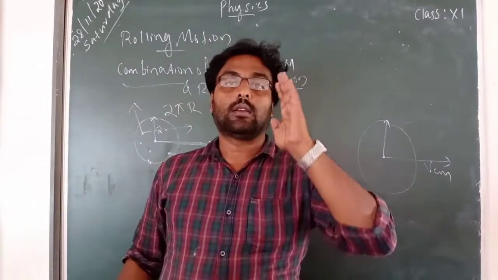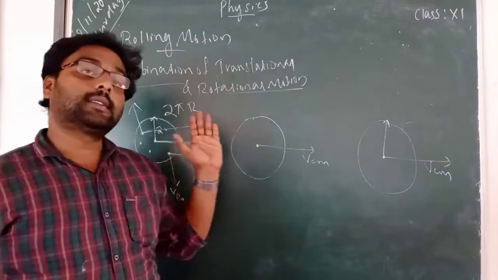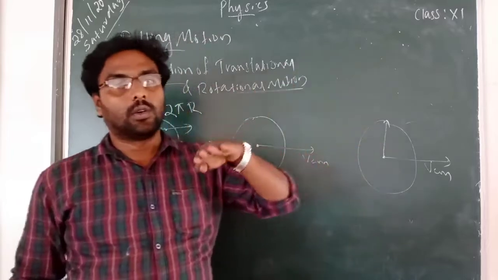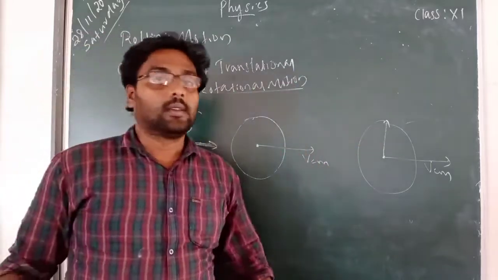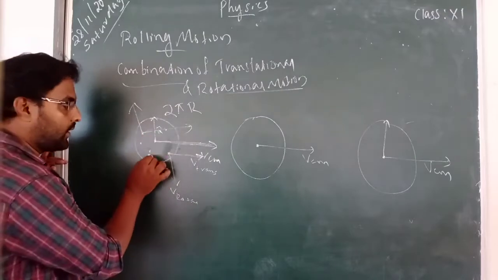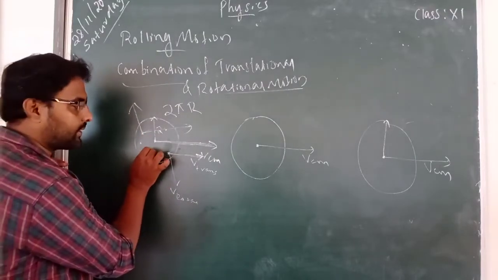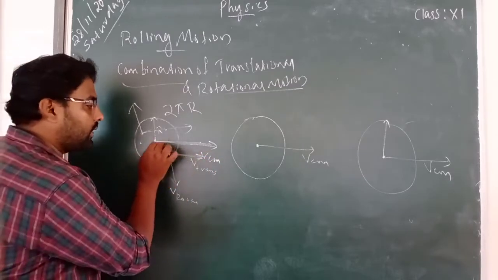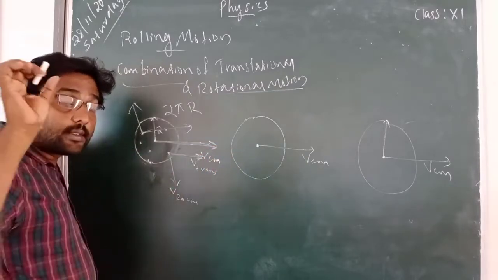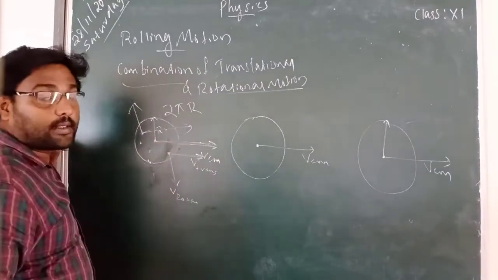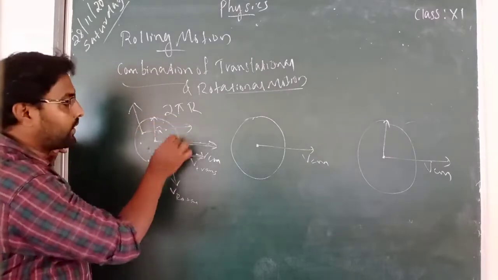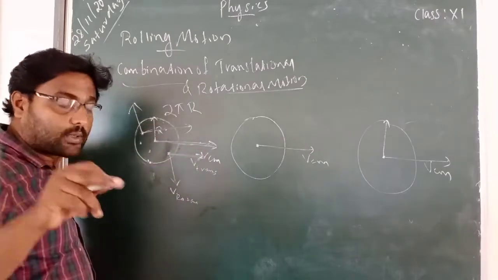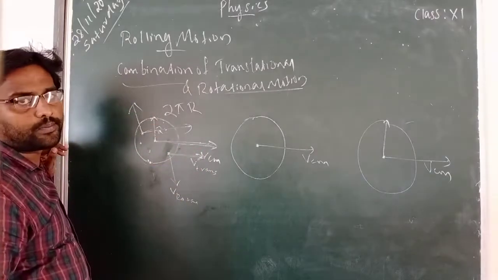During rolling motion, translational motion is along with the center of mass, and rotational motion is with respect to the center of mass. That's what we are saying. Of any point you choose, the center of mass moves in a straight line path, so it possesses translational motion, but all other points have two types of motion: translational motion and rotational motion.